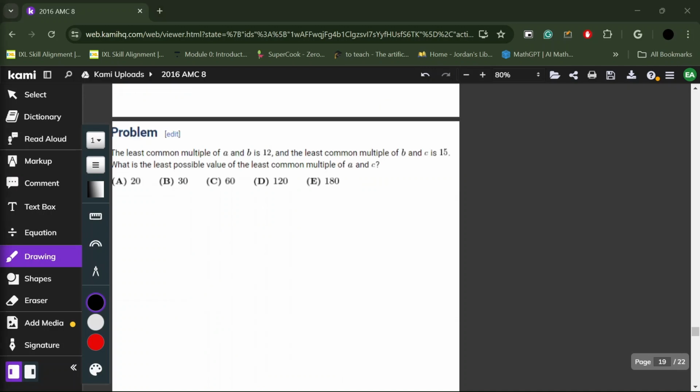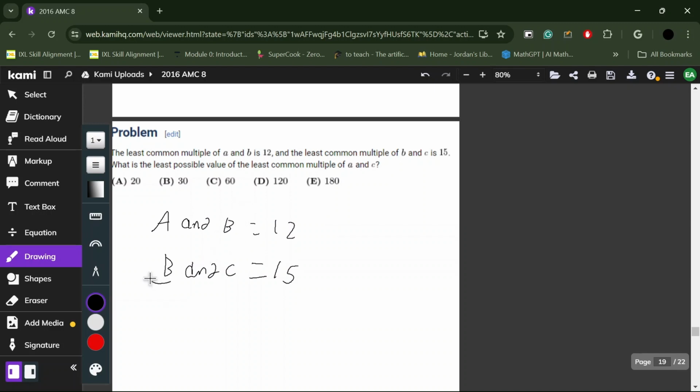The least common multiple of A and B is 12, and the least common multiple of B and C is 15. What is the least possible value of the least common multiple of A and C? So it's easier for me if I write it out. So A and B, and I'm just going to put an equal sign to 12. And we have B and C is equal to 15.